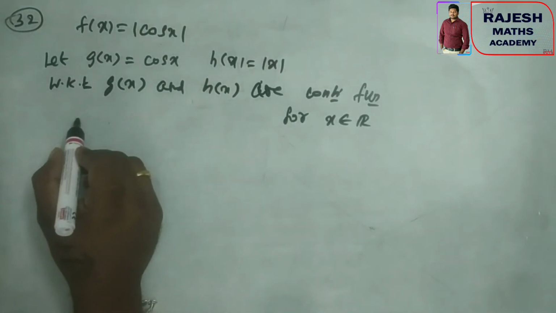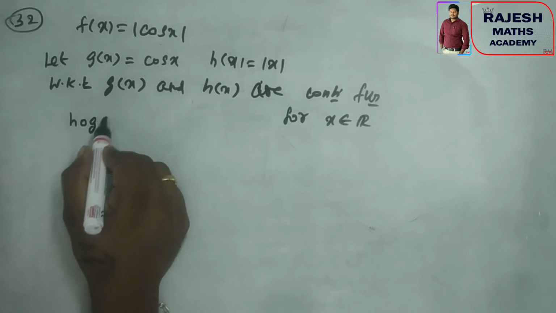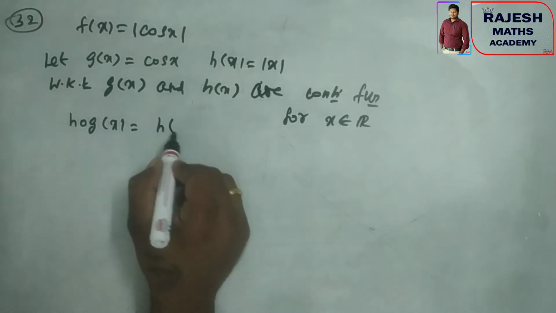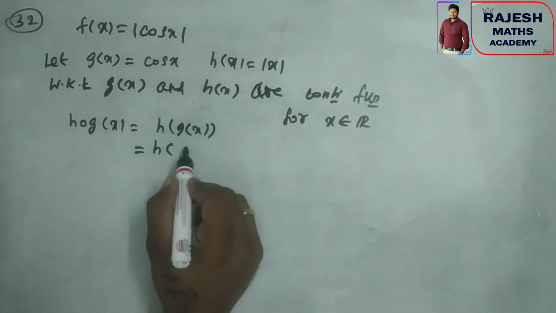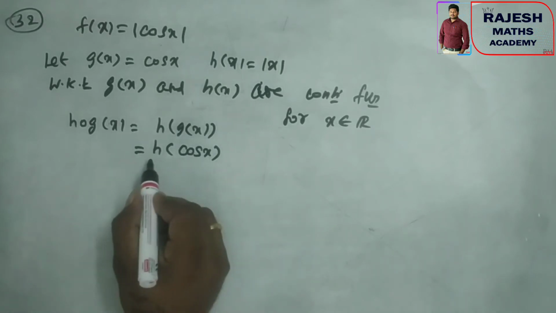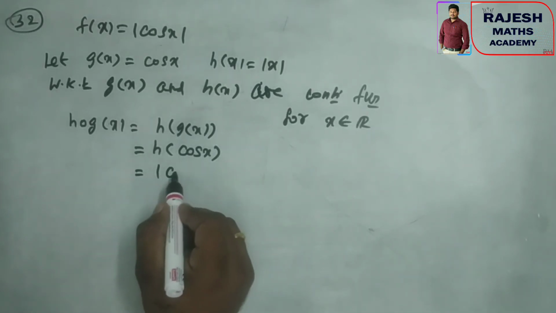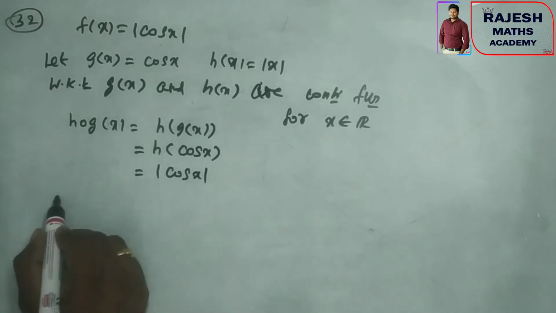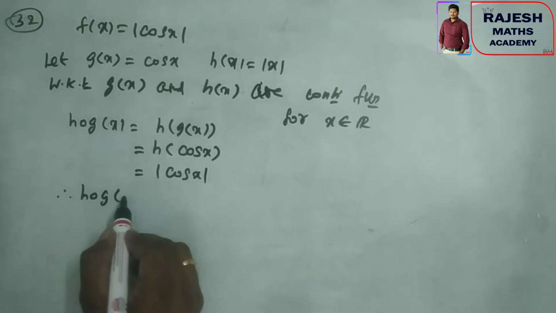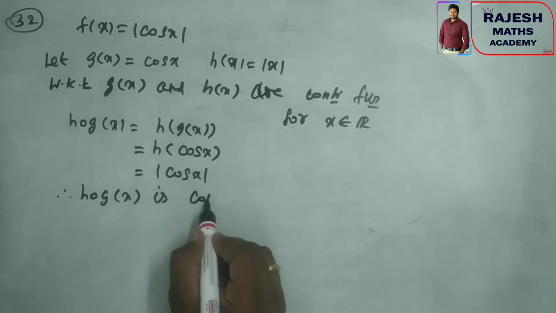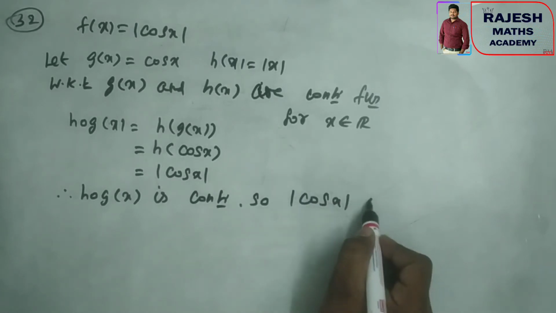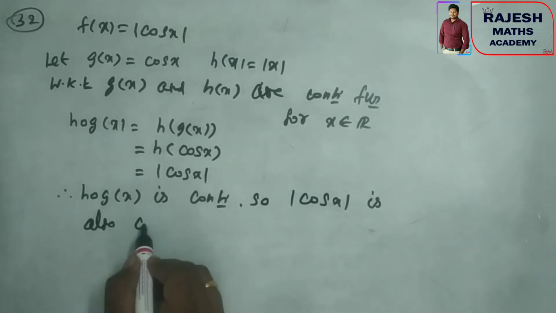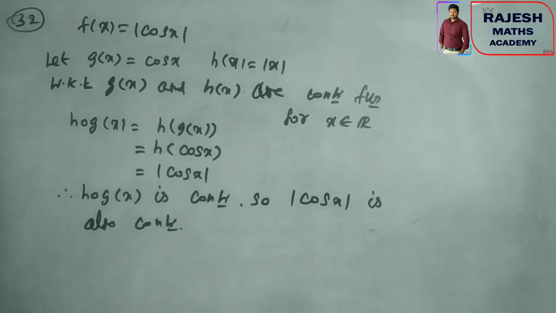What about h composition g now? h composition g of x equals h of g of x. What is the value of g of x? g of x is equal to cos x. Now h of cos x clearly will be modulus of cos x. So we know that h composition g is continuous, so we can say that modulus of cos x is also continuous. Clear?